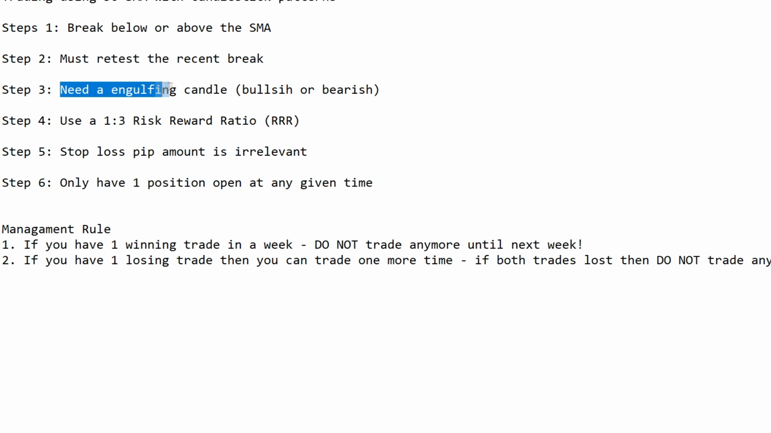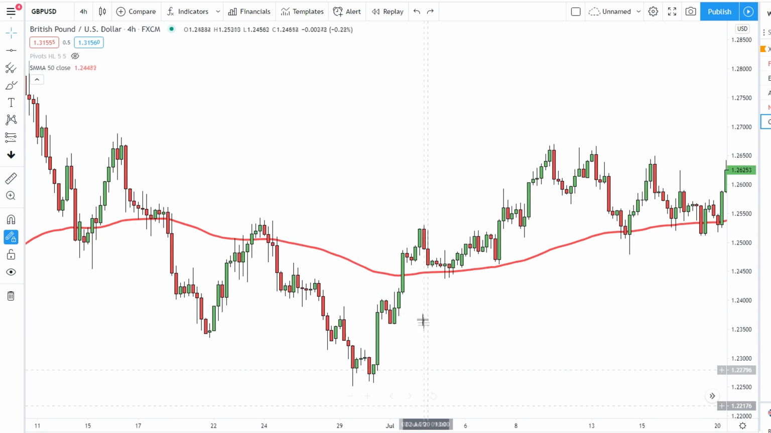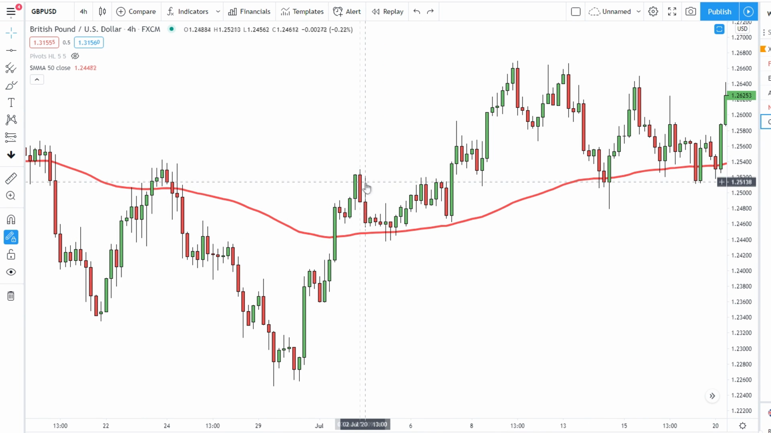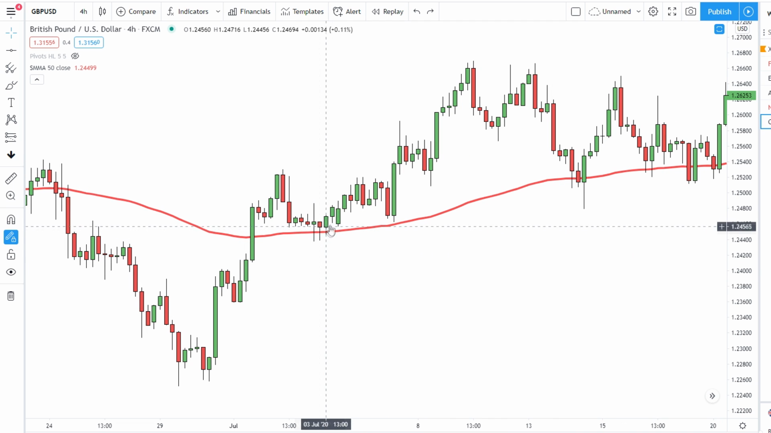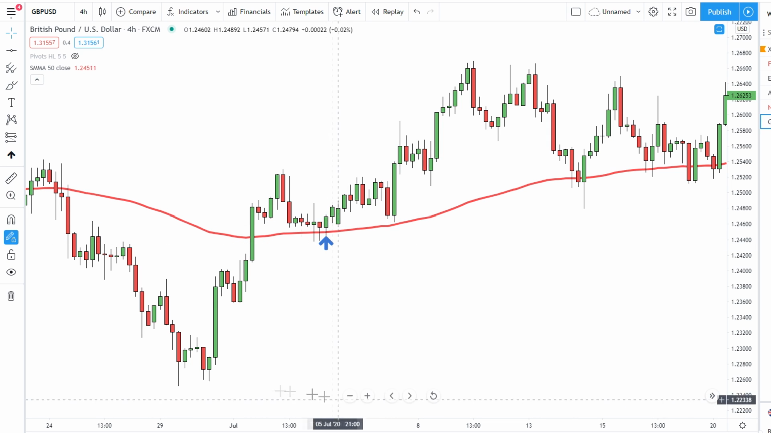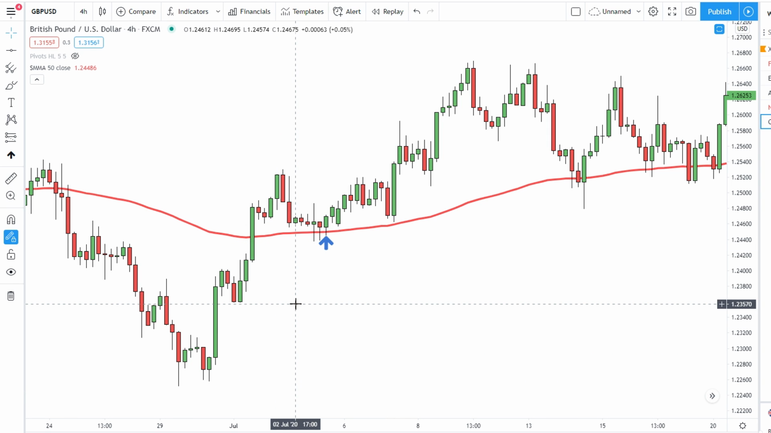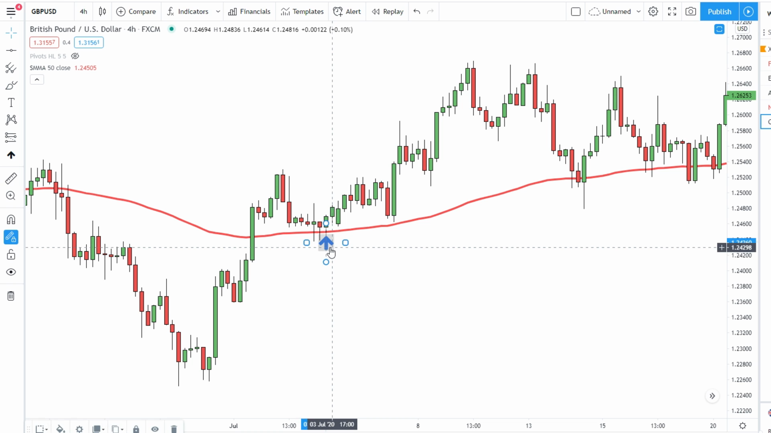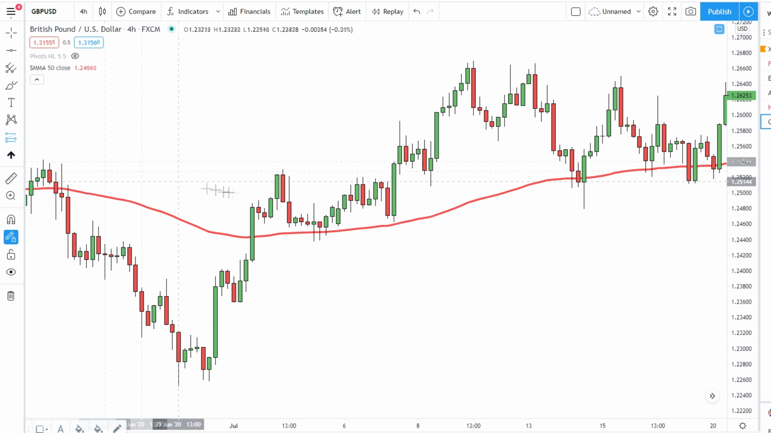We need an engulfing candle. In this case, because we're interested in a buy, we're looking for a bullish engulfing. So price broke, it came down here. Here we have a red candle followed by a bullish engulfing right over here. Let me just point it out for you. Right over here. So this is a bullish engulfing, as you can see, because the body is engulfing the bear candle. That's essentially what it means. So this would be my area to enter a long position after this 4 hour closes.